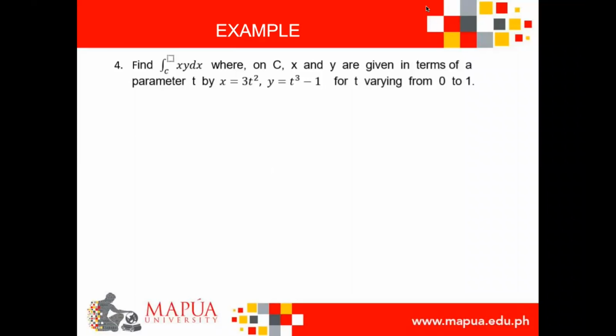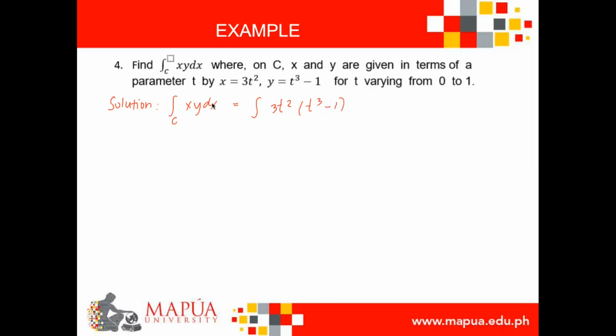So as you can see, everything can be expressed in terms of t. So we have here x is equal to 3t squared and y is equal to t cubed minus 1. And we can find dx by getting the derivative of this function. And then we have the limits available, that is from 0 to 1. So let us now solve this. So we have here now the integral of xy dx along the curve C is equal to replacing x by 3t squared and y by t cubed minus 1.